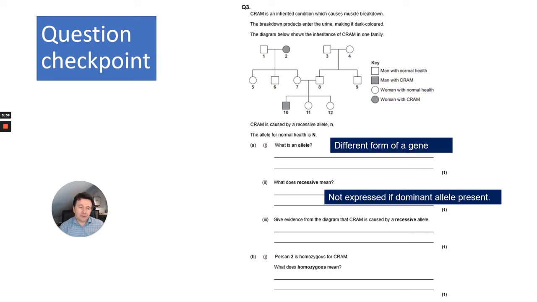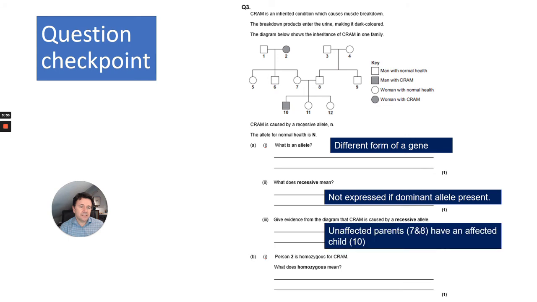Give evidence from the diagram that CRAM is caused by a recessive allele. So you need to look at the diagram and decide which ones. You'll notice that unaffected parents 7 and 8 have a man with CRAM. So they have an affected child, number 10. Therefore, that is saying it's caused by a recessive allele, because the parents must be heterozygous dominant, and the child, number 10, has inherited both recessive alleles. Person 2 is homozygous for CRAM. What does homozygous mean? Well, homozygous means that the 2 alleles are the same.